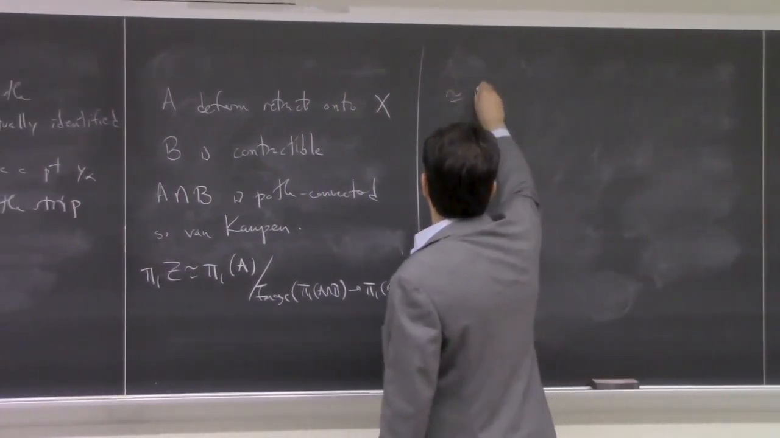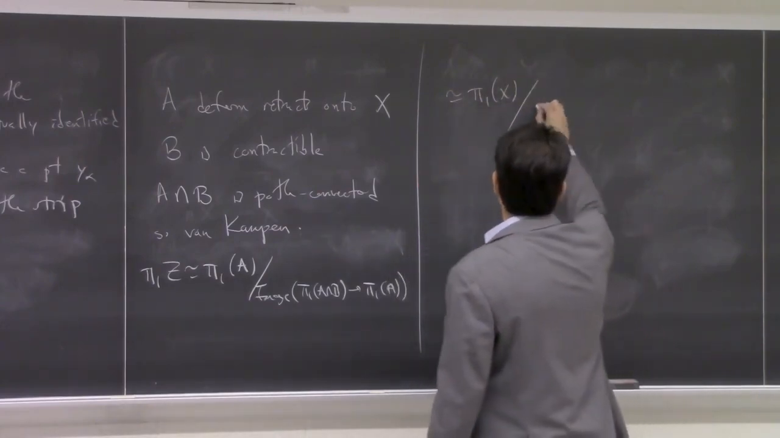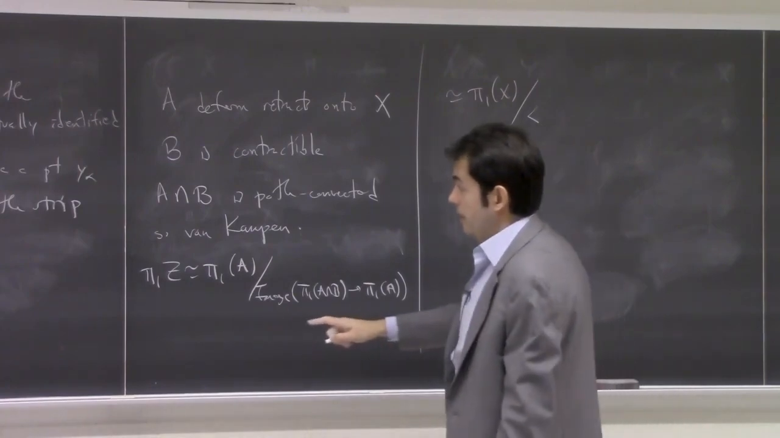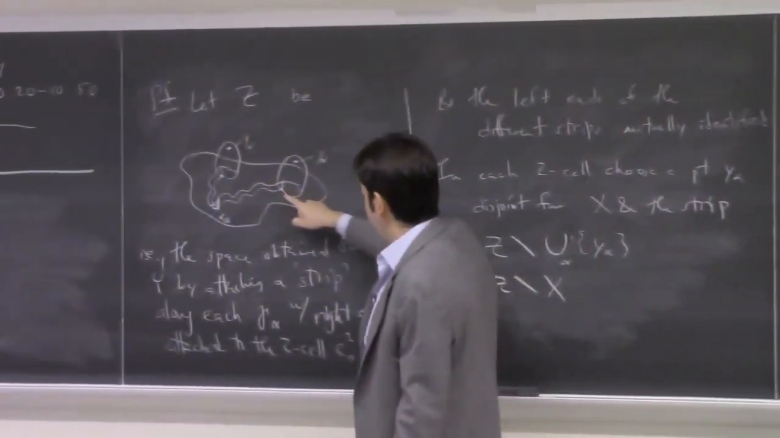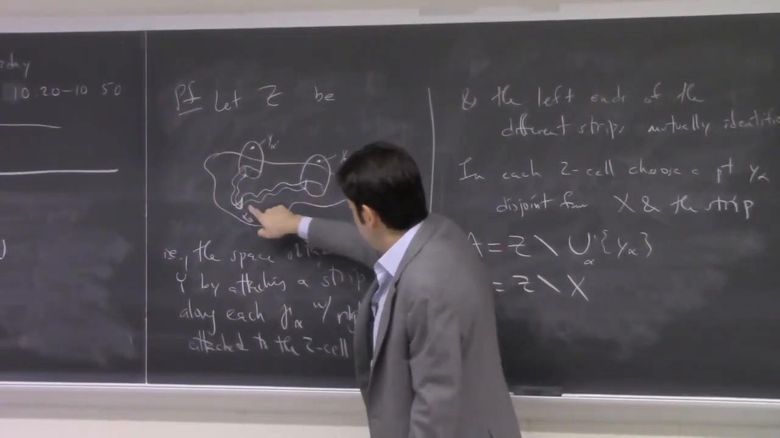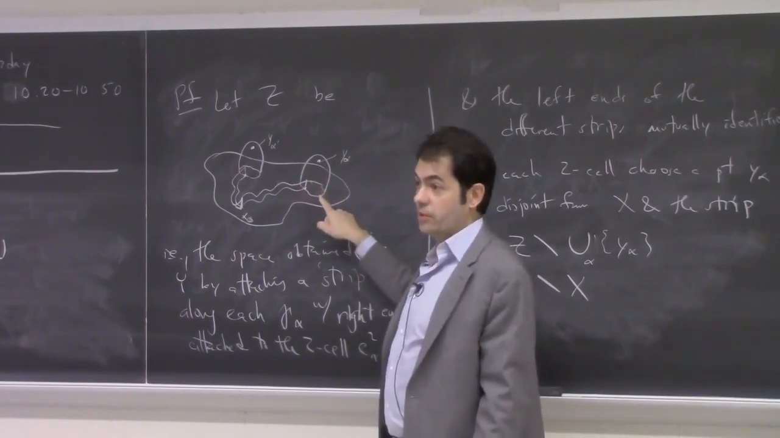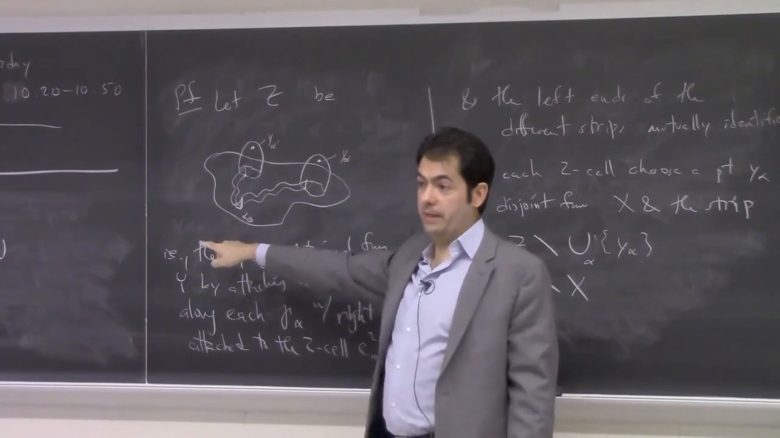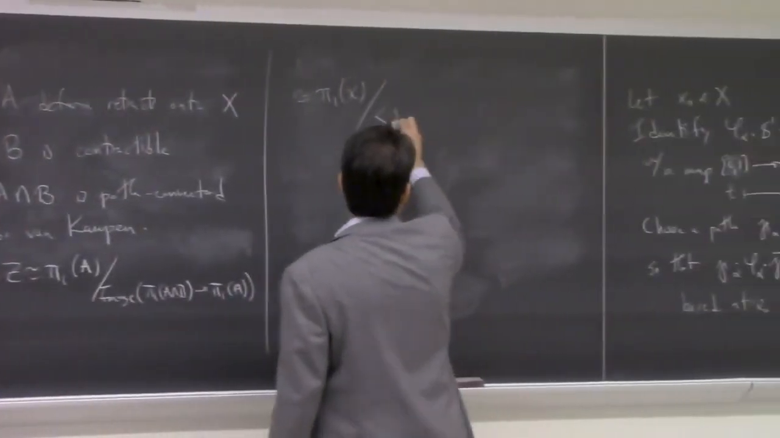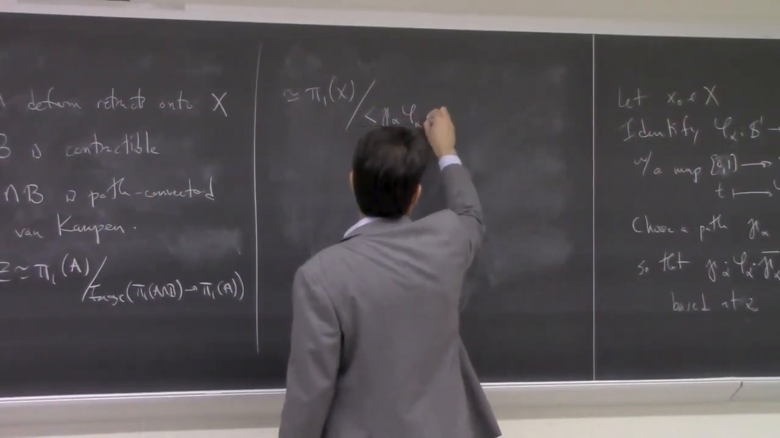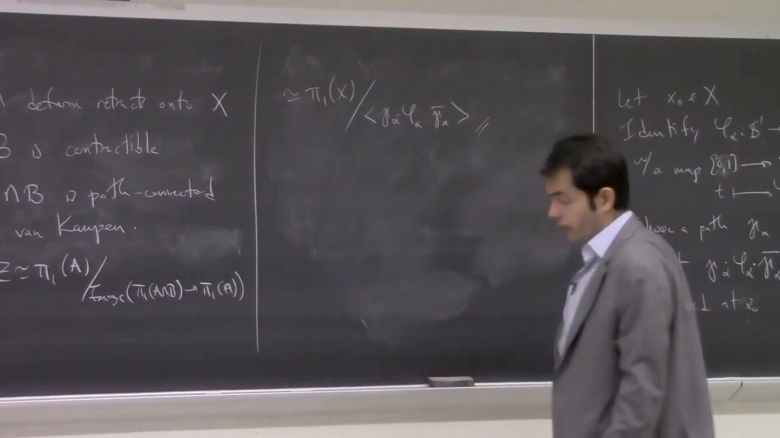Okay, but that's pi1 of X, and then you're modding out by the normal subgroup generated by what's left when you mod these out. So for each circle, you have the path gamma alpha followed by the attaching loop, and then followed by gamma alpha back. So this is precisely what we wanted. This is generated by gamma alpha, phi alpha, gamma alpha bar, as required.